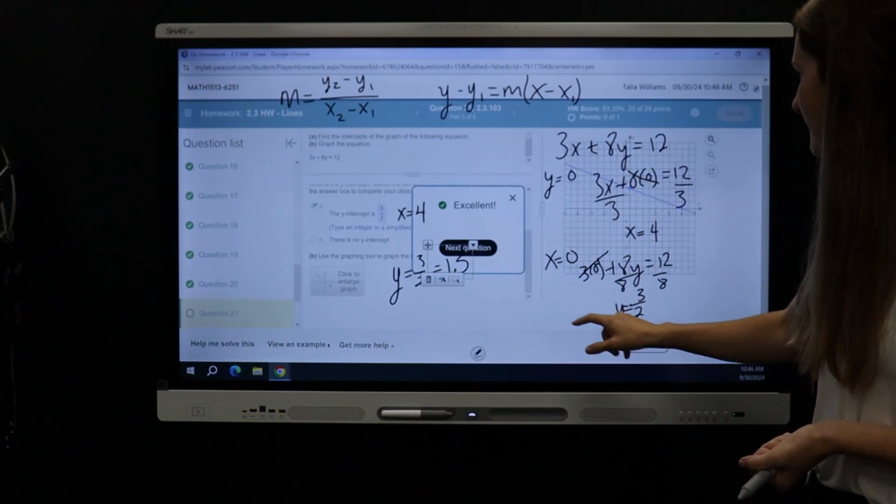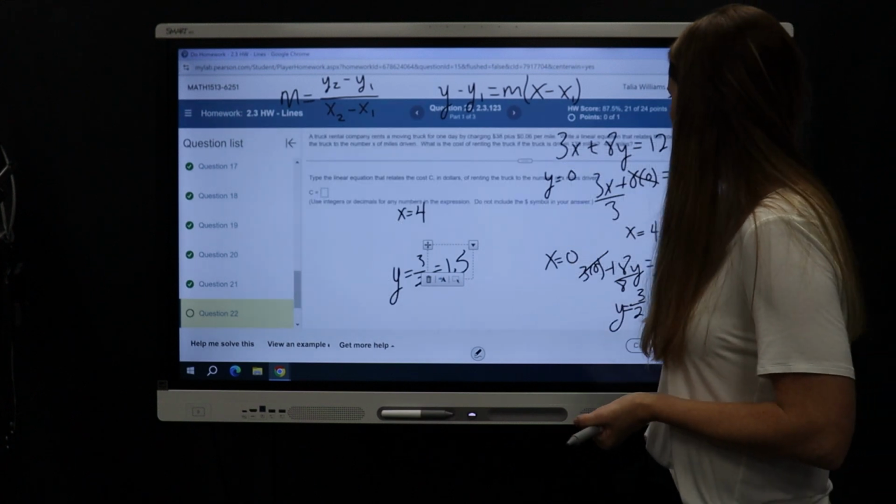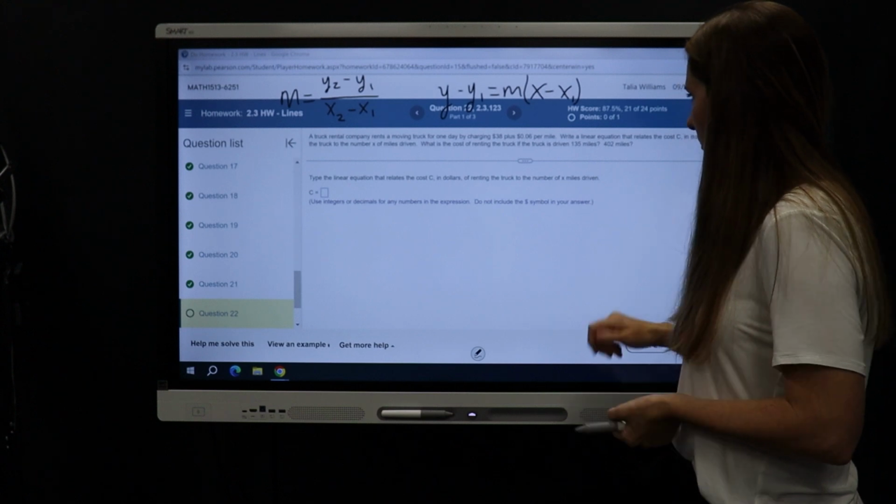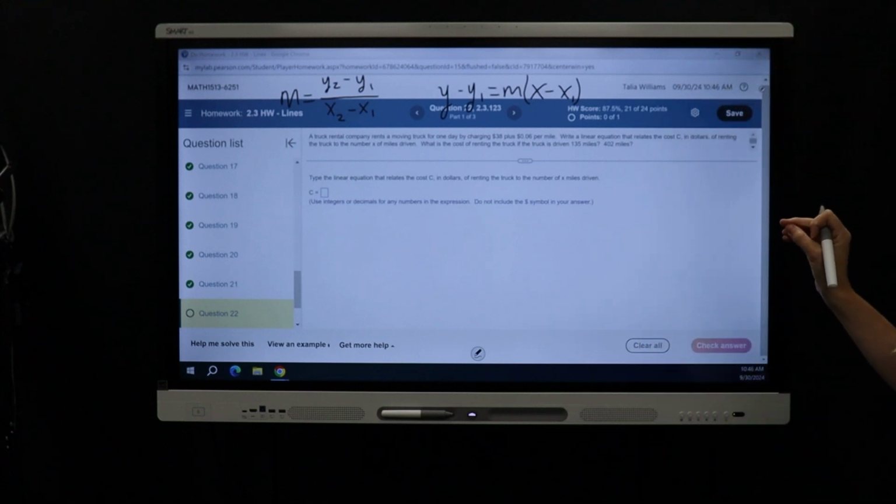Okay, let's get rid of this. I like these ones because people don't realize this is algebra.